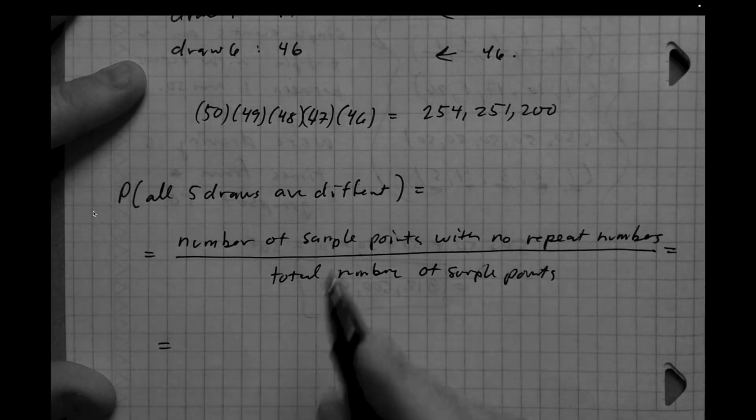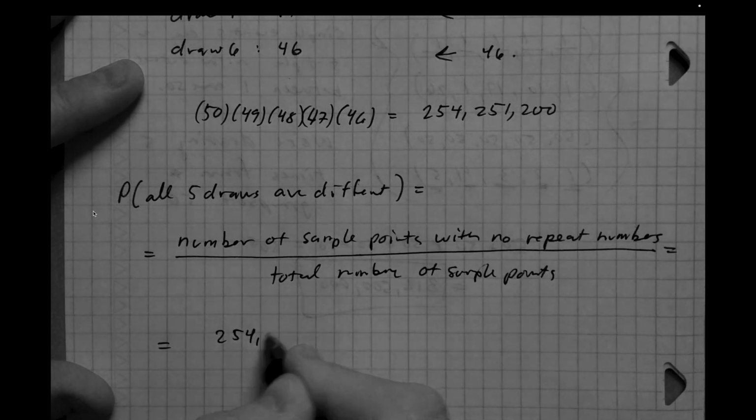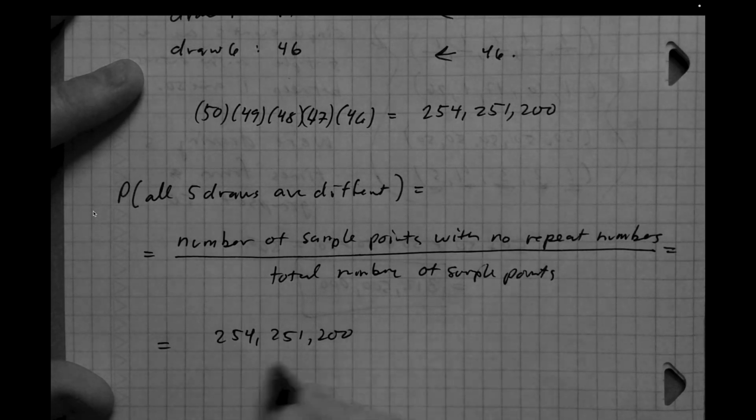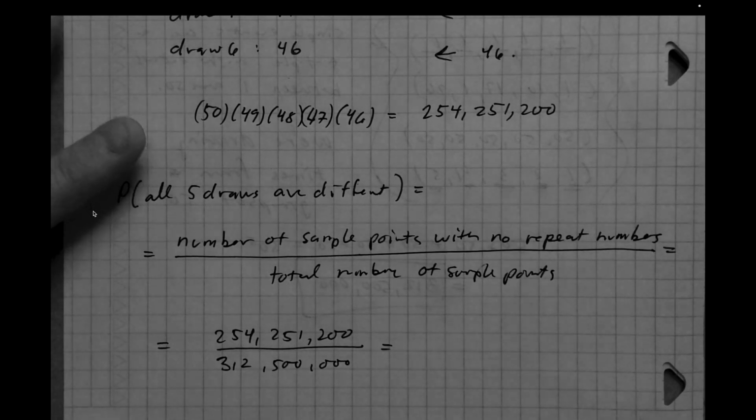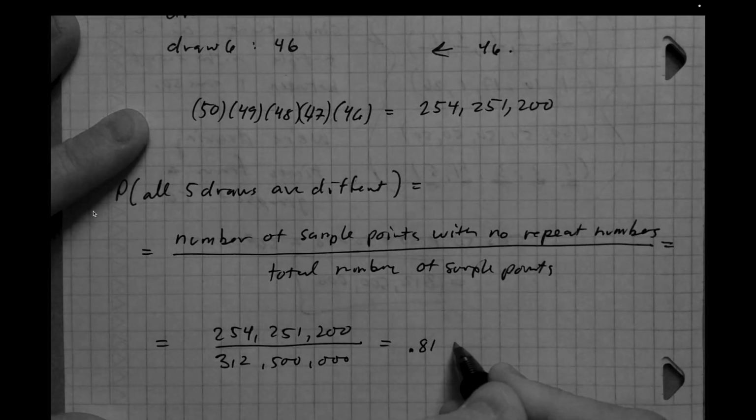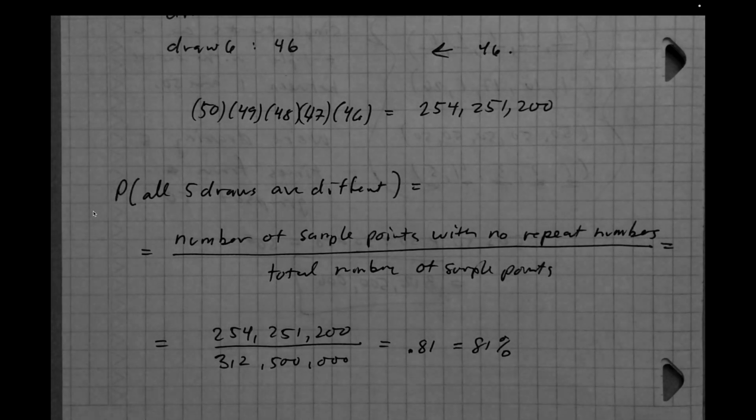Right, and what is that? Well, we just found those numbers. 254,251,200 over 312,500,000. If you do that math, you'll find this is about 0.81 or 81%. Okay, so about an 80% chance that you're going to draw 5 numbers that are not the same. Perfect. So it's a little trickier example, but it illustrates the power of these tools. All right, let's move on to the next idea.